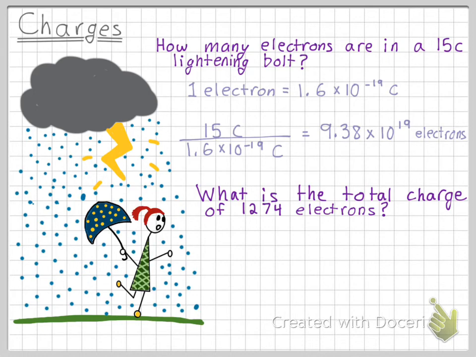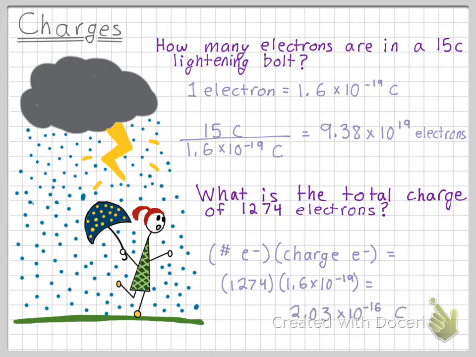We can also be asked about the total charge in a given number of electrons. And to solve this, we would simply multiply the number of electrons by the charge of an electron. So here we would multiply 1,274 by the charge of an electron, 1.6 times 10 to the negative 19th. And we see that this is a total charge of 2.03 times 10 to the negative 16th coulombs.